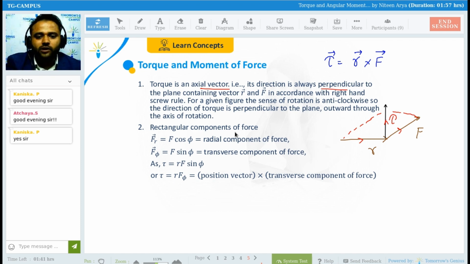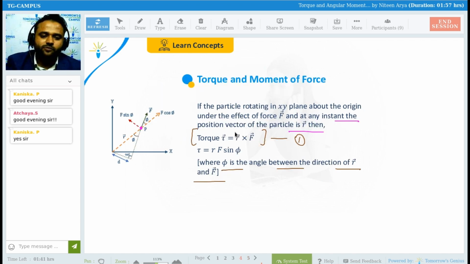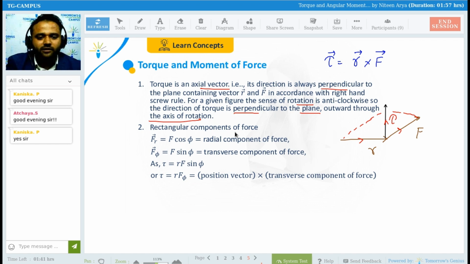So with the right hand screw rule, as we already discussed, right hand thumb rule, right hand screw rule, for a given figure, the sense of rotation is anti-clockwise, so the direction of torque is perpendicular to the plane, outward through the axis of rotation. From this figure they talk about on the previous page. This page they talk about. Okay, clear? Good.